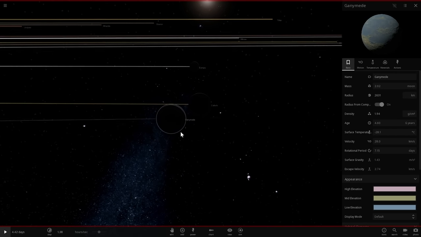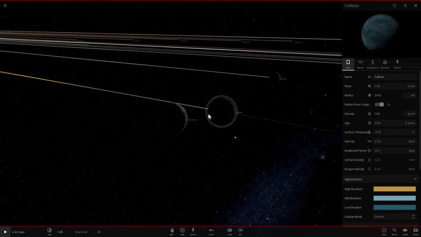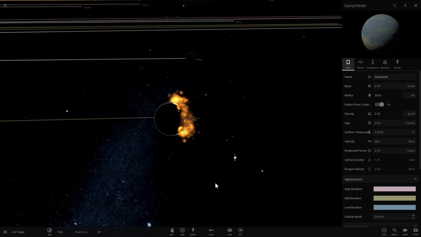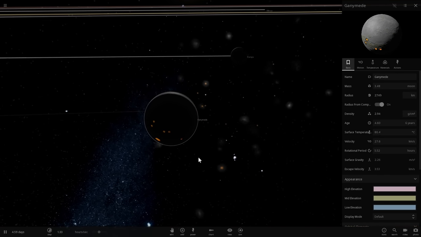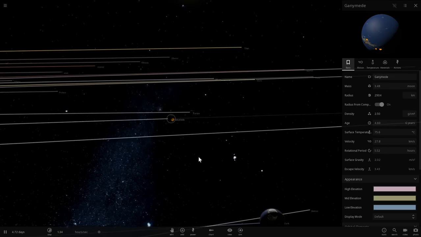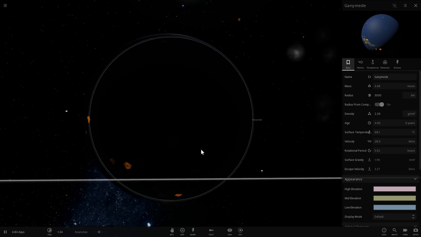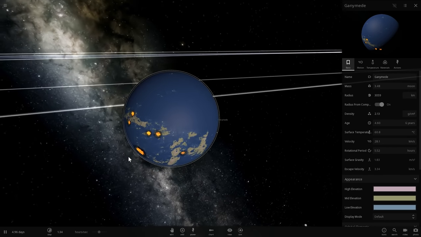Oh, here comes the first collision, right? What is this? Oh, wow, okay, so it's going to be Ganymede and Callisto. First collision happened to be one of the largest moons colliding with the largest moon. Oh, and look at that, it actually turned into liquid ocean.